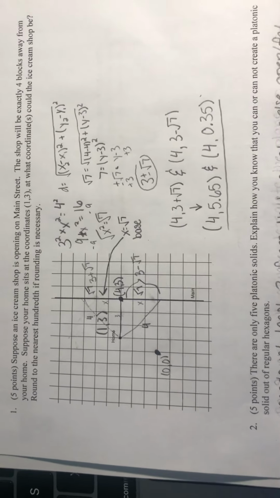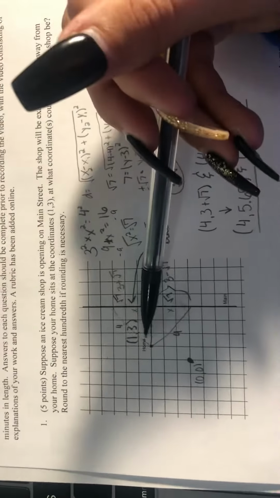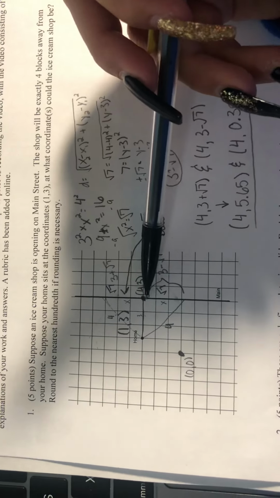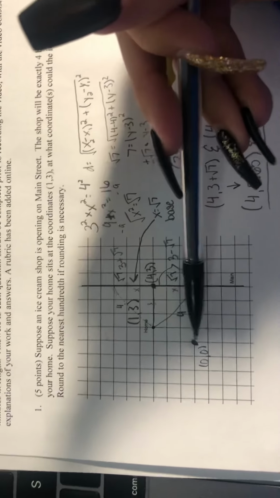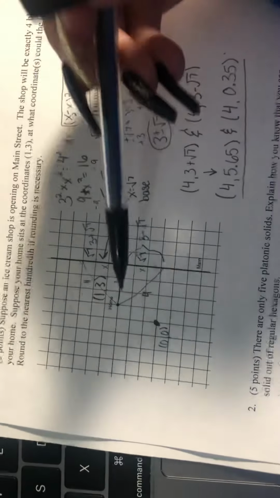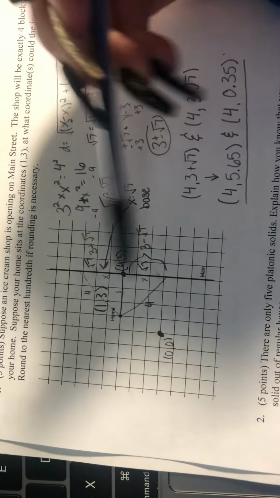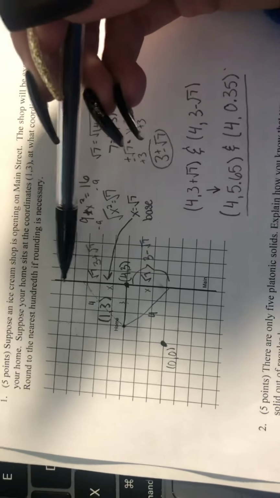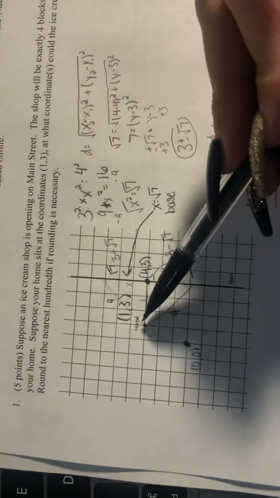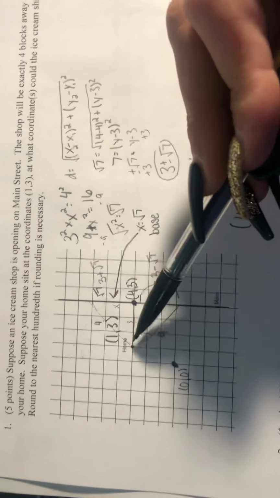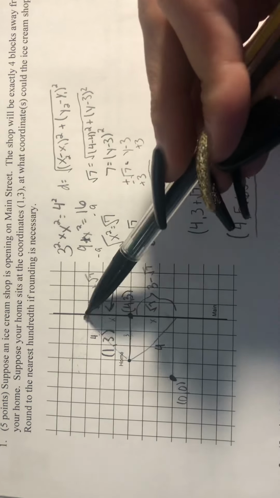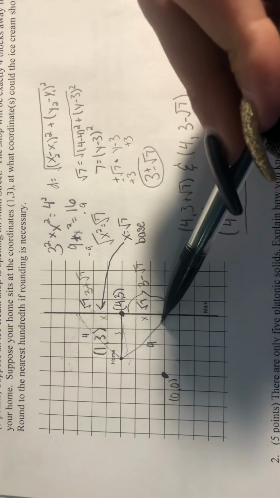Alright, so for number 1, the first thing that I did was I made a point at 4, 3, since I found the origin was here, and this would be the midpoint on Main Street where the ice cream shop has to go. And then I know that it has to be 4 blocks away from home, so I made 2 different triangles, one right there and one there.